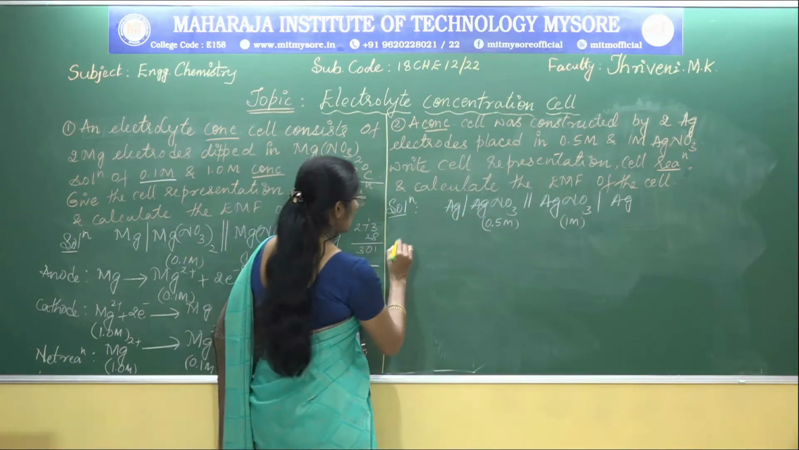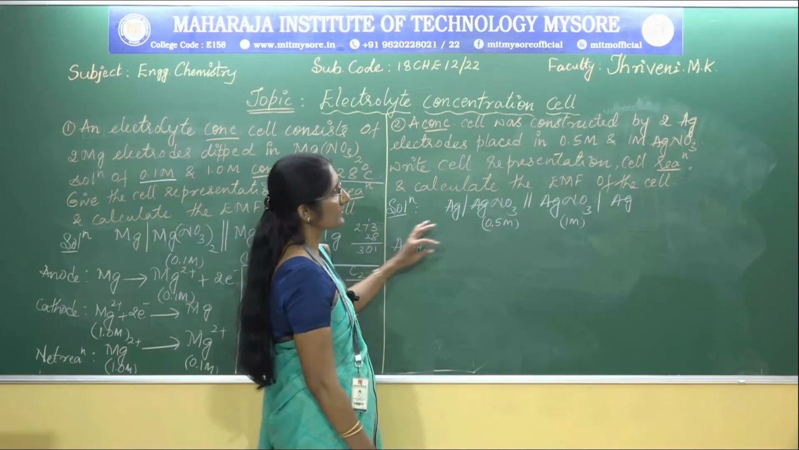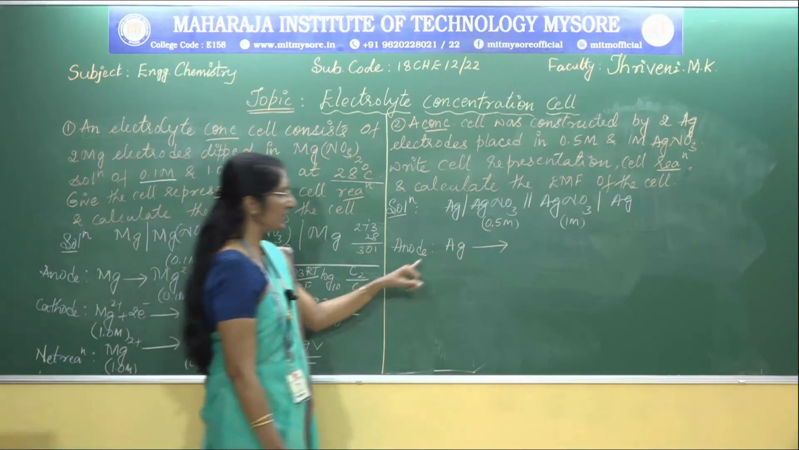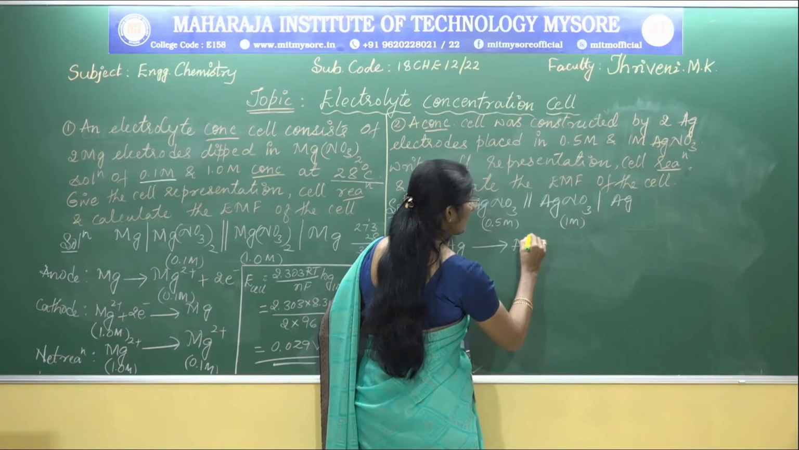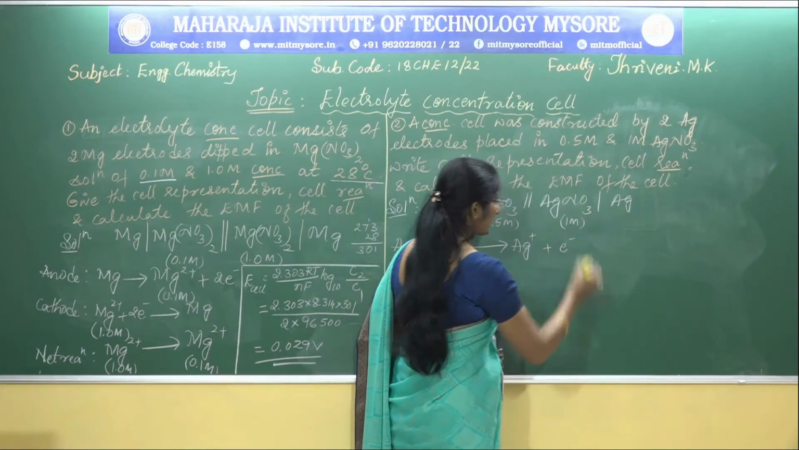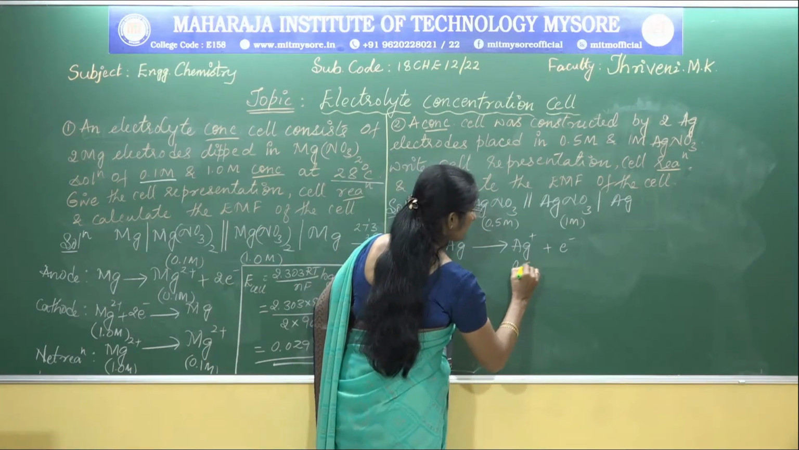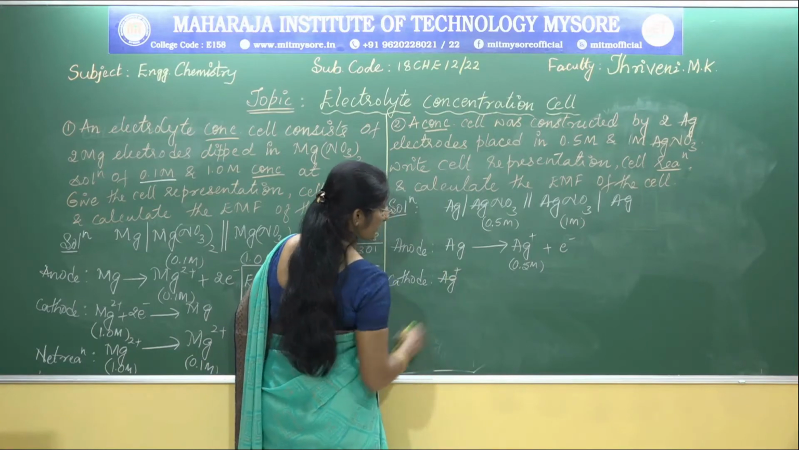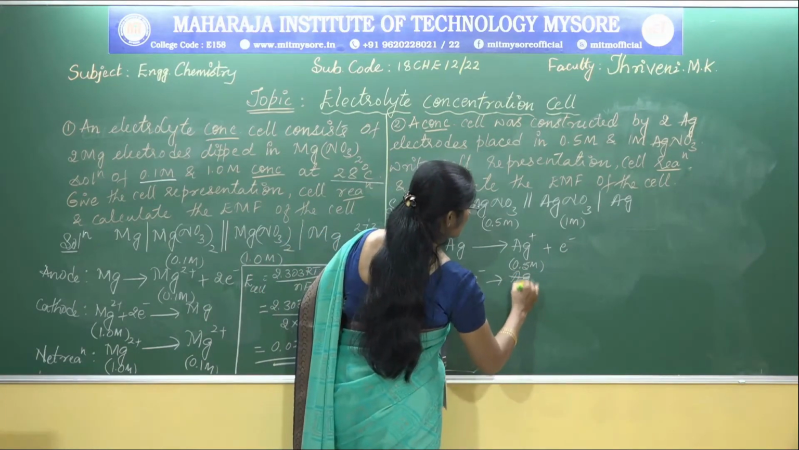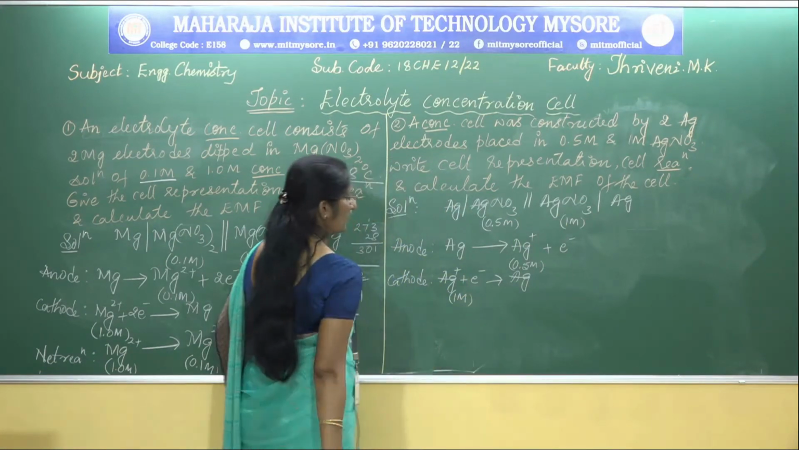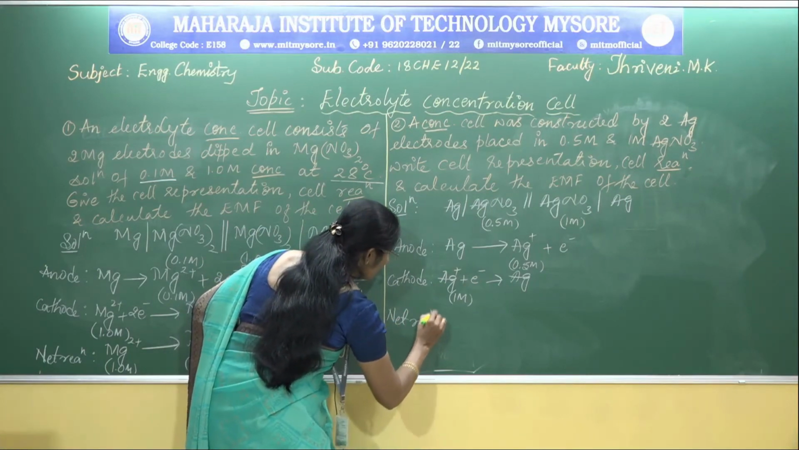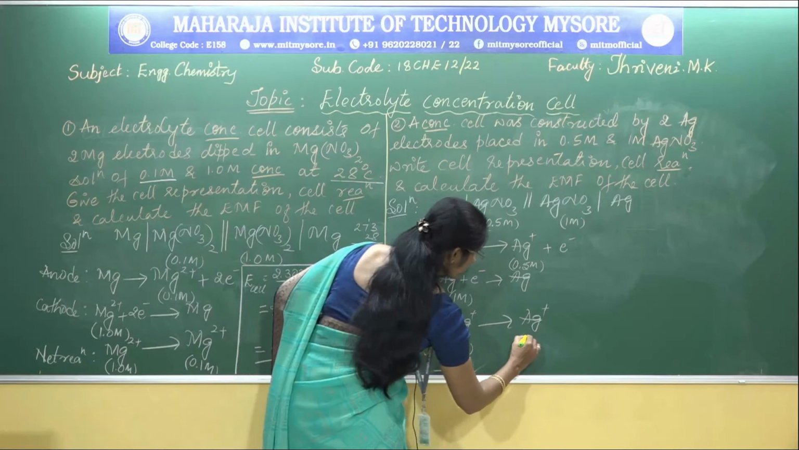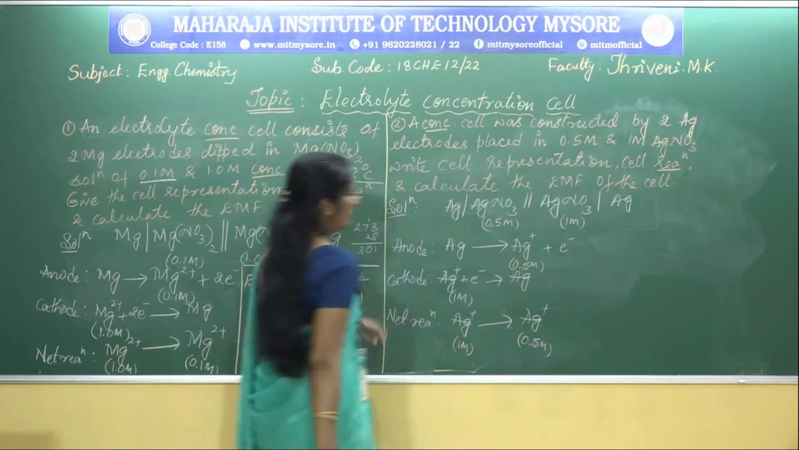Then the cell reaction, how to write the anode reaction? At the anode oxidation takes place. Here it is silver metal. Observe that the magnesium was bivalent, remember that silver is monovalent. So, therefore, it loses 1 electron: Ag gives Ag+ plus electron. The concentration at the anode is 0.5 molar. What is the cathode reaction? Silver undergoes reduction, that is Ag+ gains an electron, then it is reduced to Ag. The concentration is 1 molar. Then what is the net reaction? Ag+ changes to Ag+, that is 1 molar solution changes to 0.5 molar. These are the cell reactions.